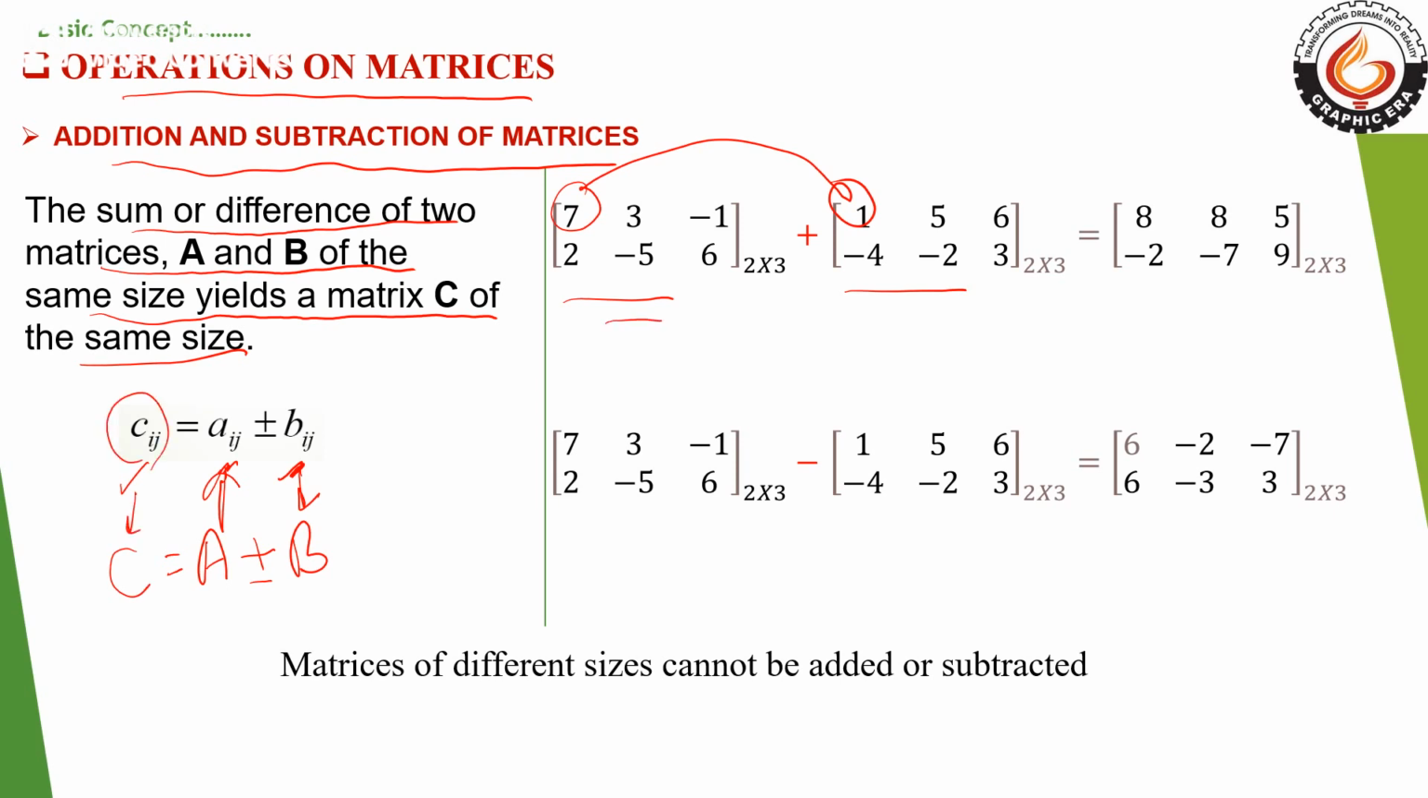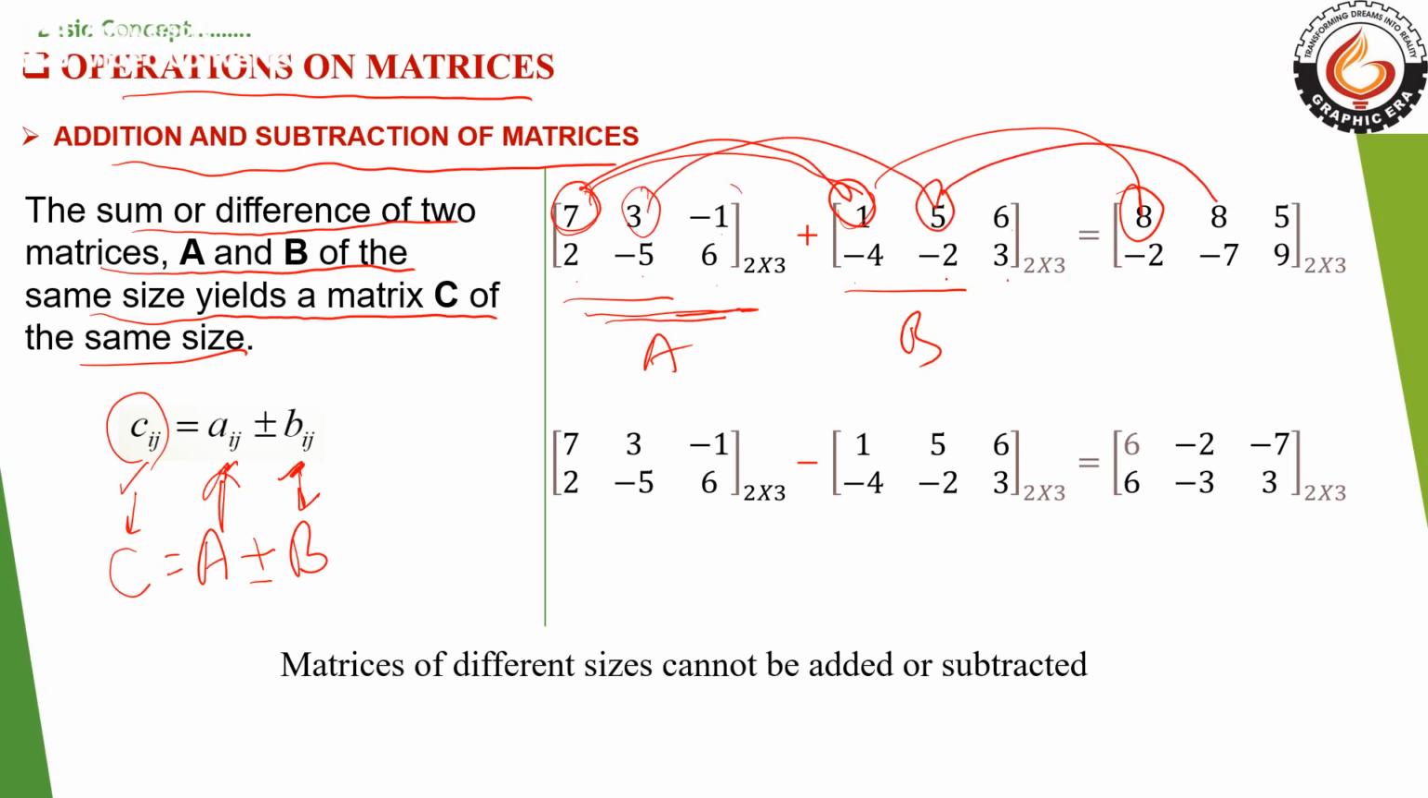For example, if we have a 2 cross 3 matrix A: 7, 3, minus 1, 2, minus 5, 6, and we add another matrix, suppose B: 1, 5, 6, minus 4, minus 2, 3. So for the corresponding elements, 7 plus 1 we get 8, 3 plus 5 we get 8, minus 1 plus 6 we get 5, and in a similar manner we add the second row elements.